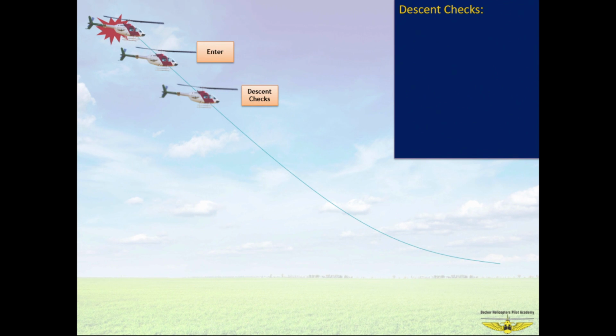So what are descent checks? First of all, once you've got the helicopter set up in an auto, you want to look inside and see if the engine is actually going or not. Sometimes that thing that made you enter autorotation, made your heart beat, wasn't an engine failing.